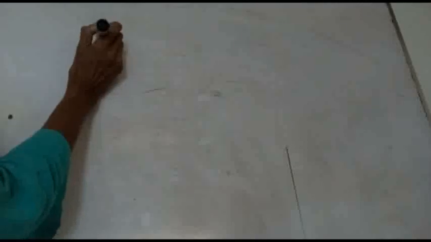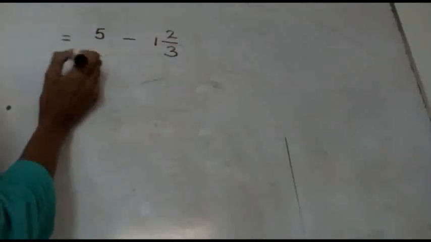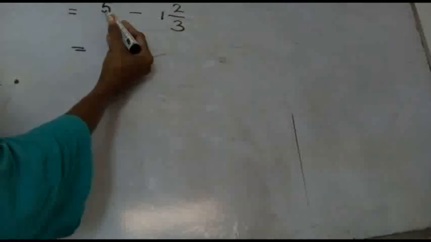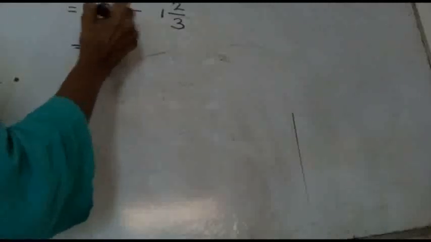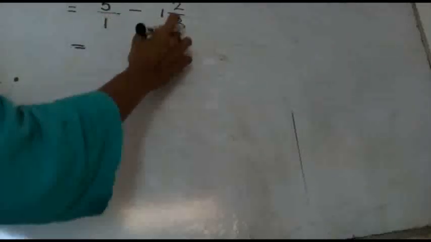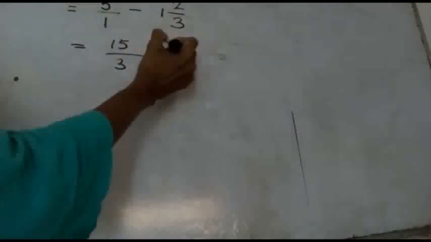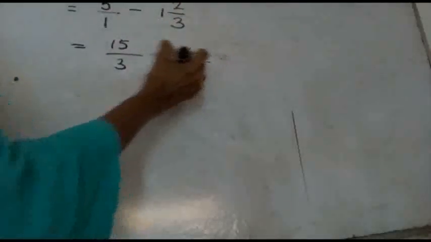Now we are going to do some exercise. 5 subtract 1 and 2/3. Here we write 5. Here denominator is 3. In every whole number, there is 1 in the denominator. Then least common multiple of 1 and 3 is 3. Then 3 divided by 1 is equal to 3. 3 multiplied by 5 is equal to 15. Subtract. 3 times 1 is equal to 3. 3 plus 2 is equal to 5. 5 over 3.